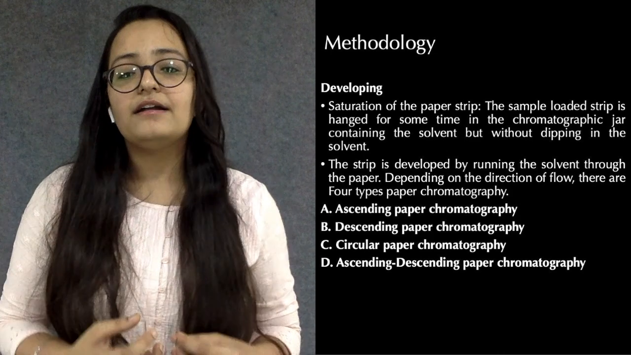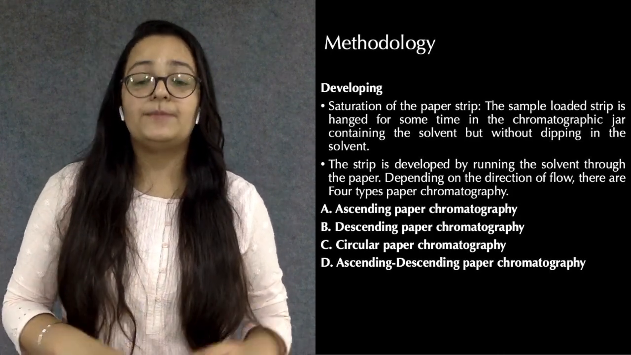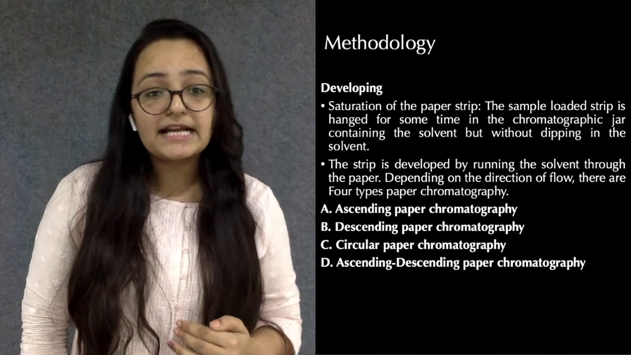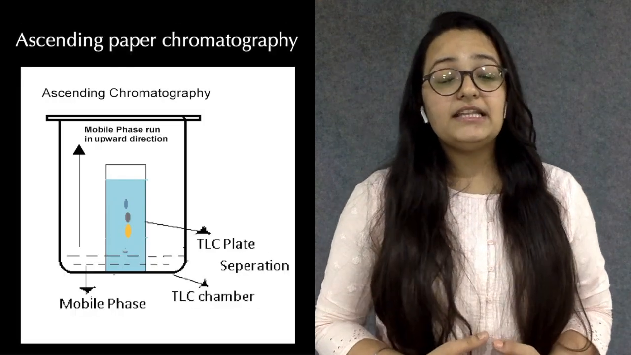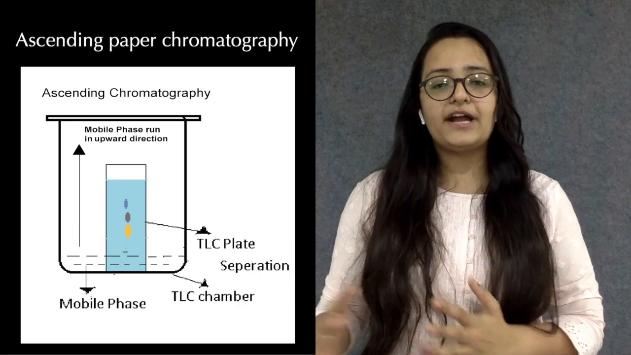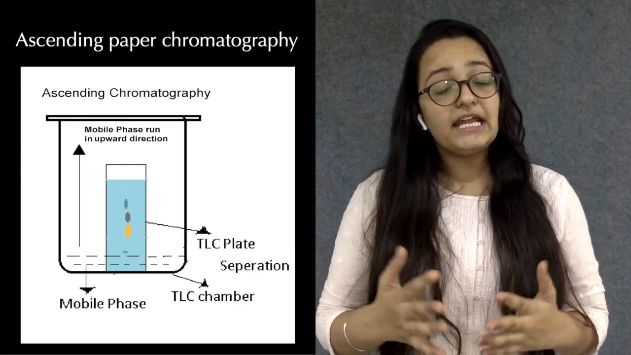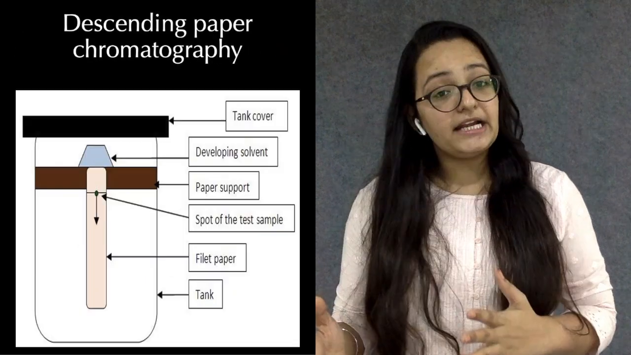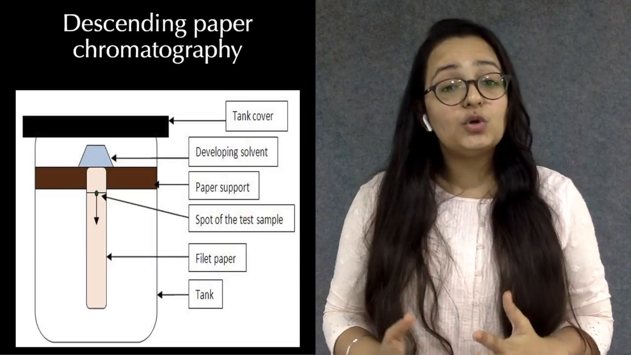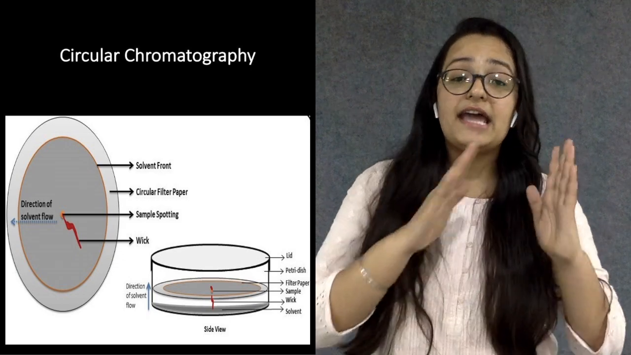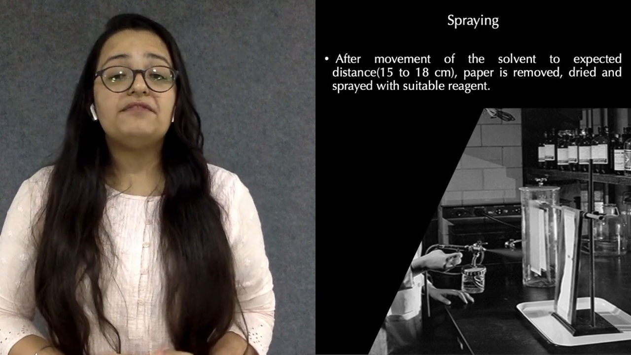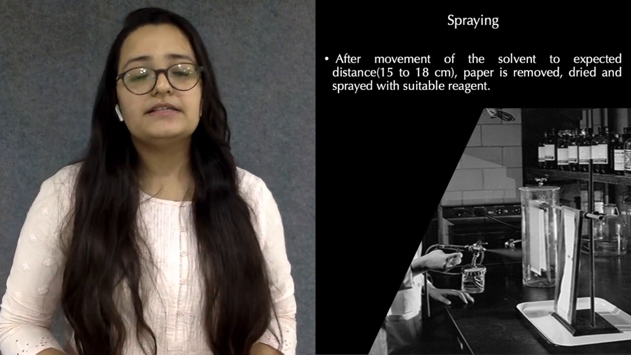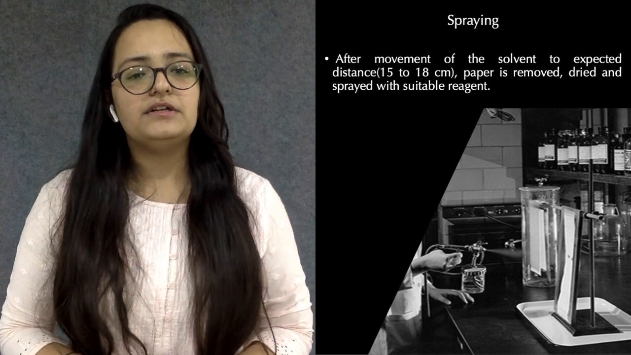The strip is developed by running the solvent through the paper, and depending on the direction of the flow, there are four types of paper chromatography: ascending, descending, circular, and ascending and descending paper chromatography. Here you can see the diagrams of these four kinds of paper chromatography. After movement of the solvent to the expected distance, generally 15 to 18 centimeters is ideal.